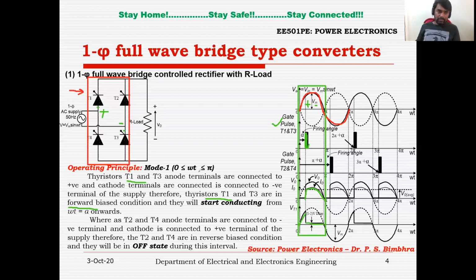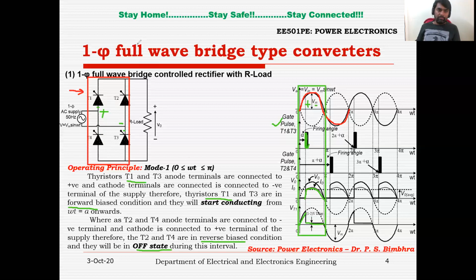Now you can see the behavior of T2 and T4. T2 anode is connected to negative here, and T4 cathode is connected to positive here. Therefore, T2 and T4 are in reverse bias condition. They will go to off condition.